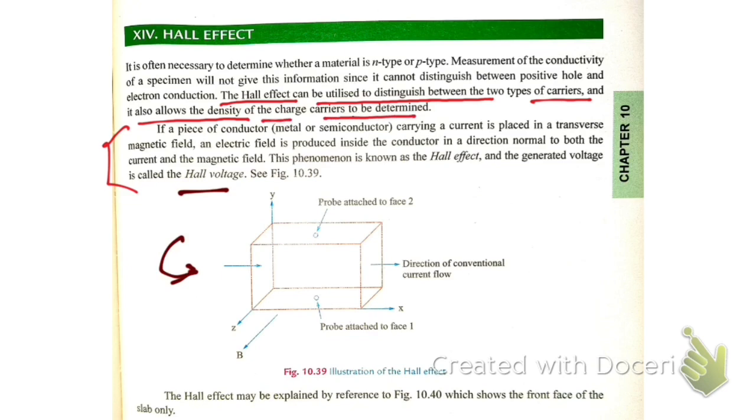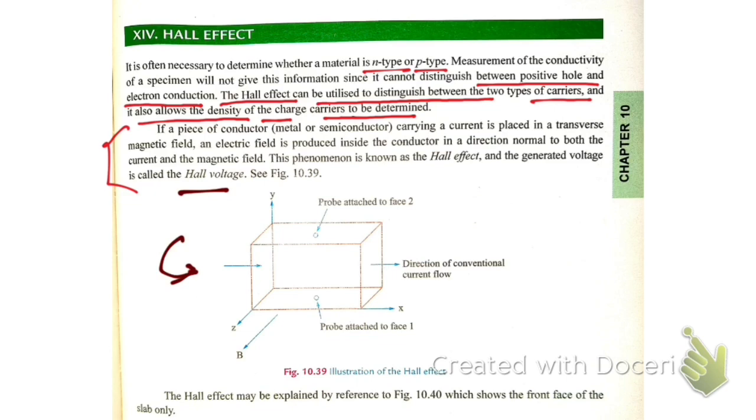Okay, and which of this information can distinguish between positive holes and electron conduction, right? Using which we can determine n type, p type. Whether a sample is n type or p type can be determined.